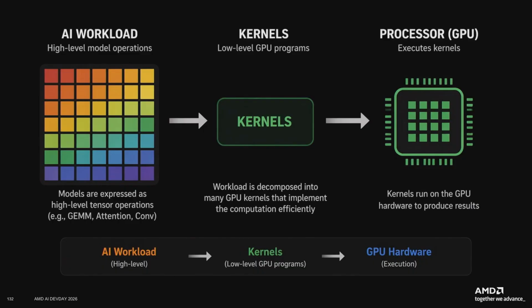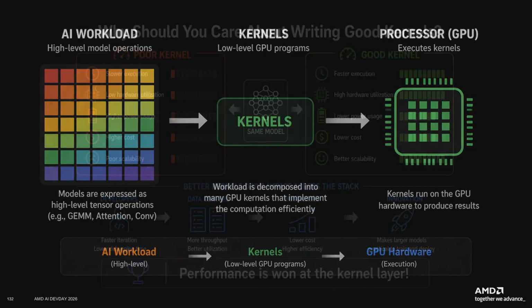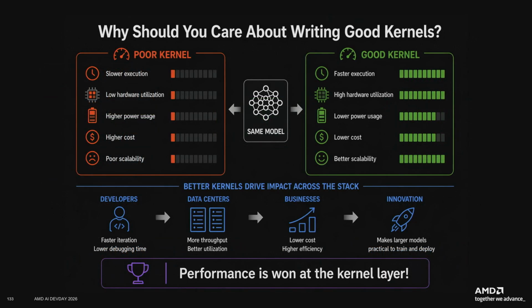Before we get started, I want to take a step back and talk about what kernels actually are. When people think about AI workloads, they usually think about the AI systems themselves. But underneath all of these models are low-level instructions called kernels. Kernels are low-level programs written in AMD's HIP, which is AMD's GPU programming API. This middle layer, the kernel layer, is where performance is often won or lost.